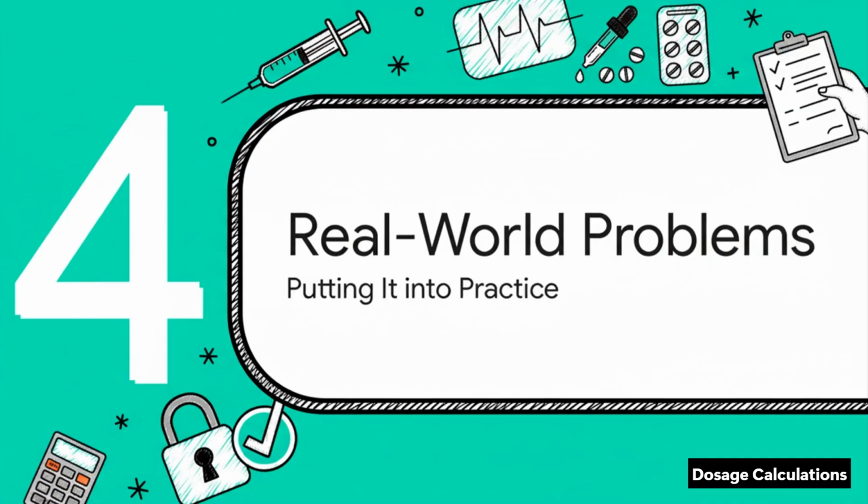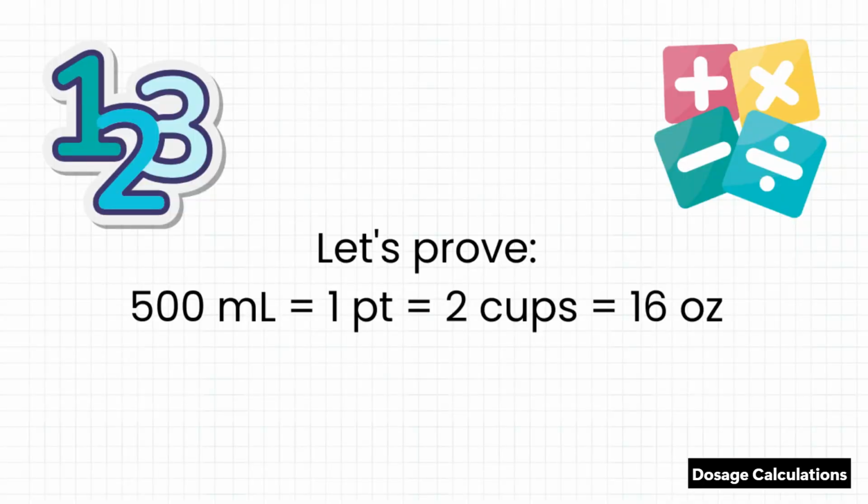So let's run through some real-world problems that you are guaranteed to see, both in clinicals and on your exams. You've probably seen these numbers linked together before, but you shouldn't just have them memorized. You should be able to prove why they're equal. So let's use dimensional analysis to walk through it and show exactly how 500 milliliters equals 1 pint, which equals 2 cups, which equals 16 ounces.